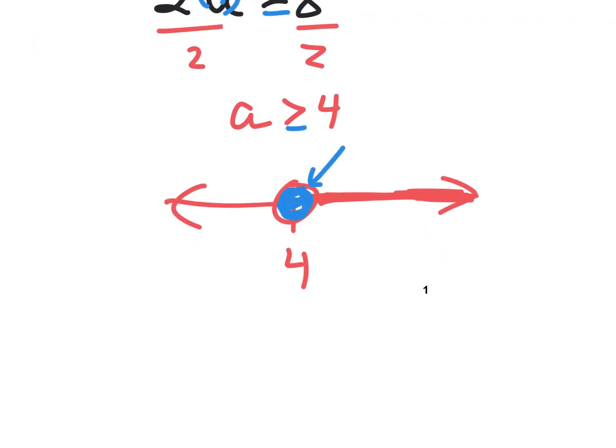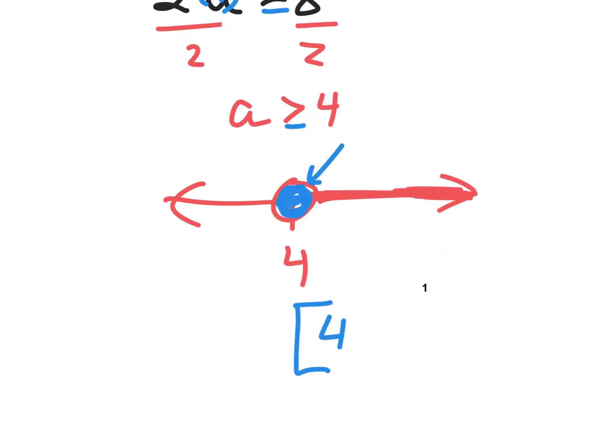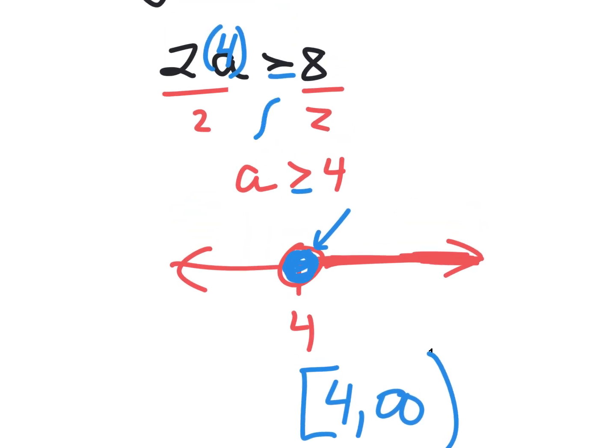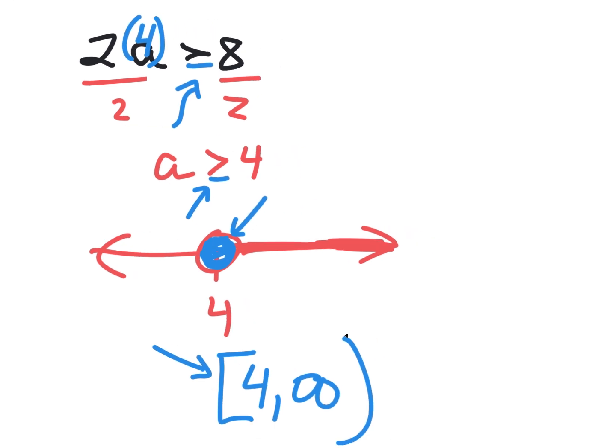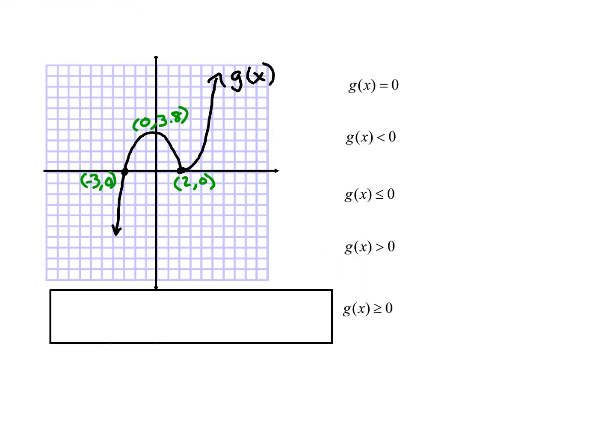Last thought about that is this answer could be written as 4 to infinity. If I want it to be equal to 4, or equal to sign, then I would use a bracket. If it was an empty spot, it would be a parenthesis. Okay, so there's your quick reminder of how inequalities look. So let's take a look at this.